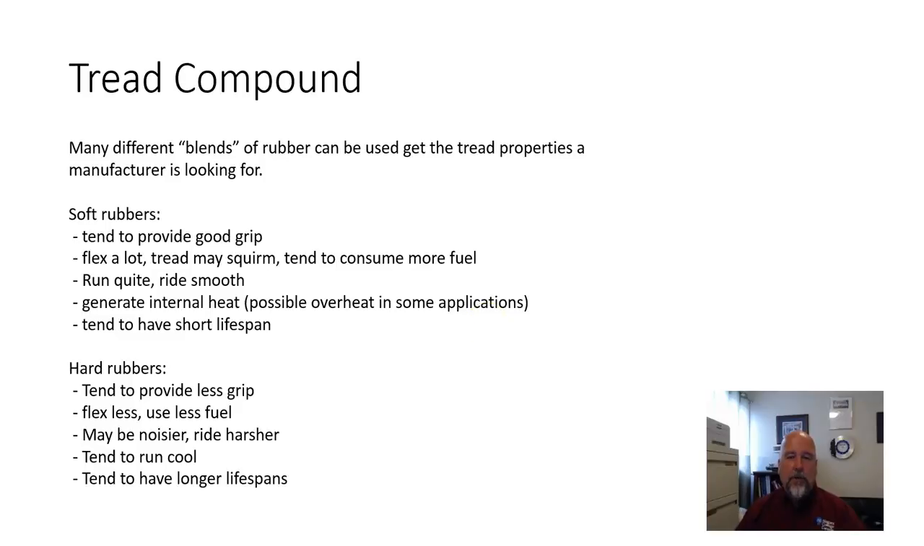This isn't written in stone, but generally soft rubbers tend to provide good grip. They flex a lot. The tread might squirm, so the tread blocks might move around. It gives you less of a positive feel on the road. They tend to consume more fuel because they have a little more rolling resistance. The softer rubber will flex more on the ground, therefore it generates more heat, and that heat represents the amount of energy you lost trying to make the tire rotate.